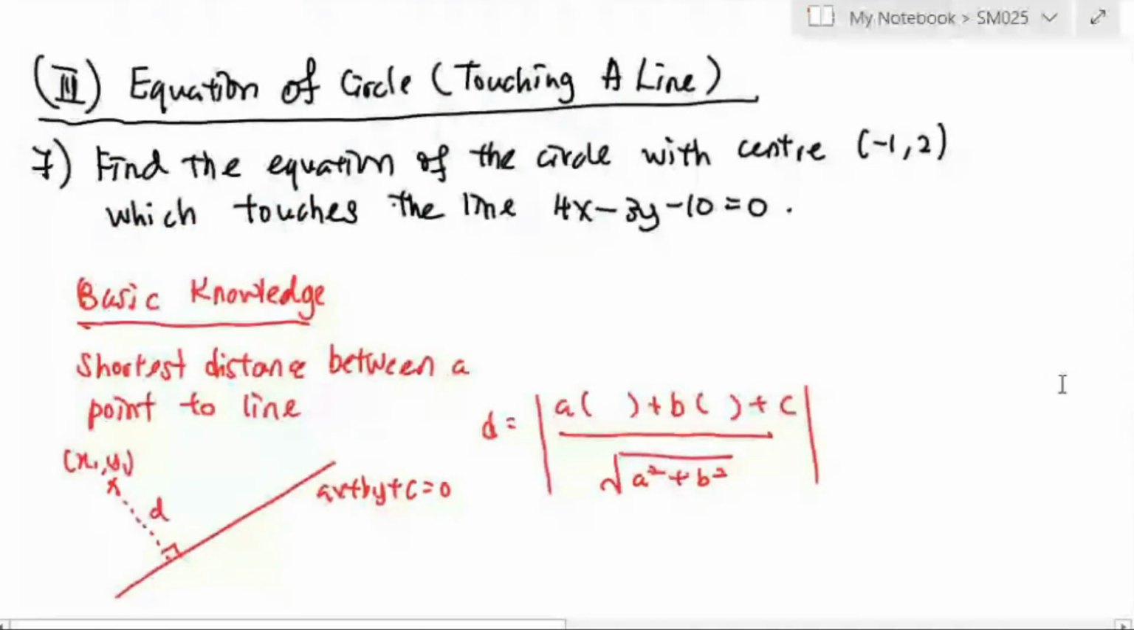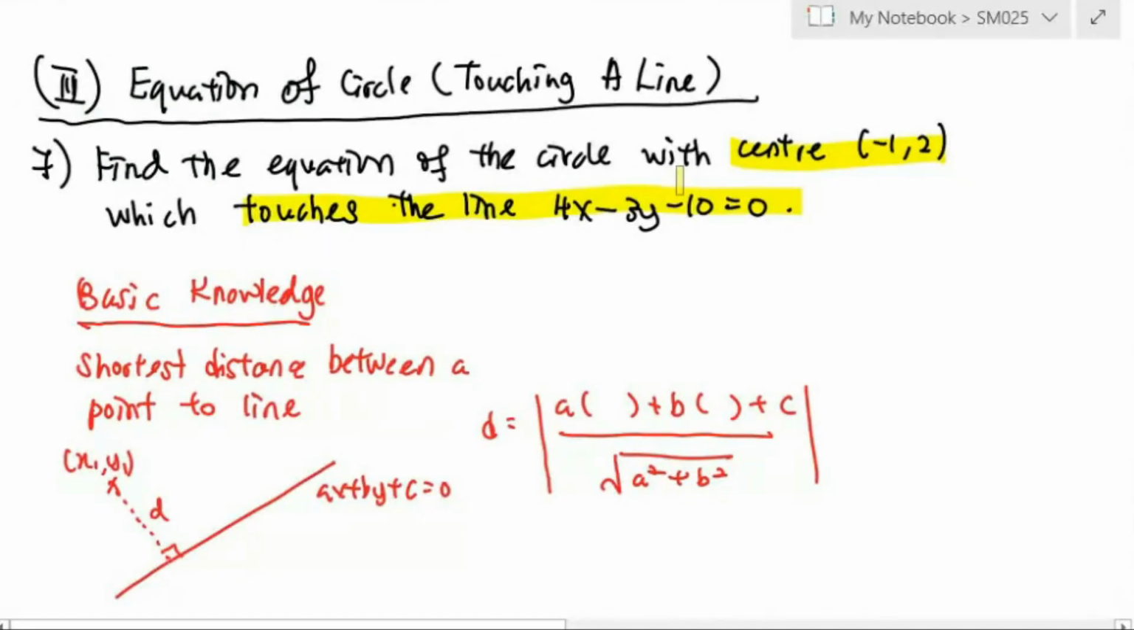So the third scope will be building up the equation of the circle. The situation now is they're not given any point, they're given a line. They say this circle is touching a line. So your question will sound like they were giving you the equation of the circle, center already given, but this is touching a line.